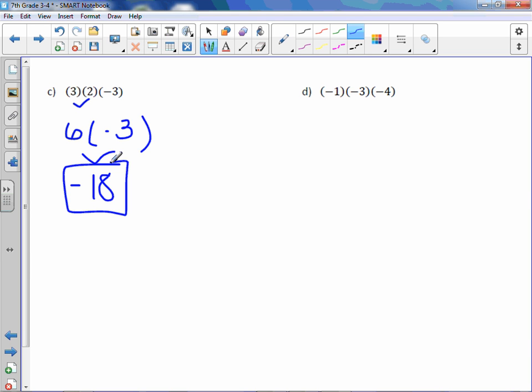Letter D, negative 1 times negative 3 times negative 4. Start with negative 1 times negative 3. Same signs means it's a positive result, so this would be positive 3. Bring down the negative 4. 3 times negative 4. Different signs means it's a negative result, so it would be a negative 12.